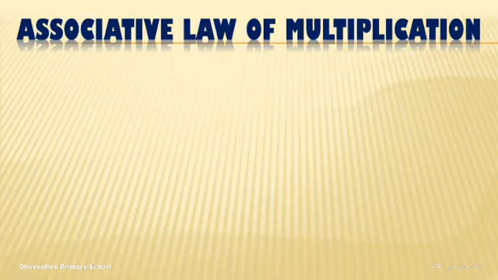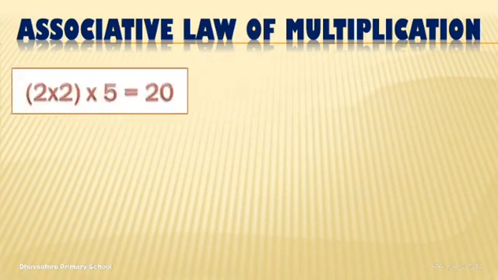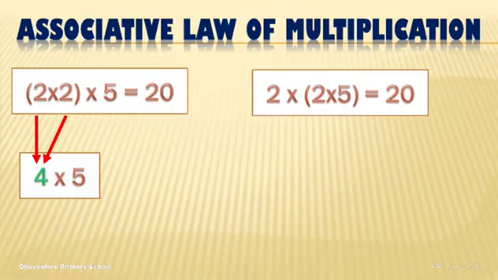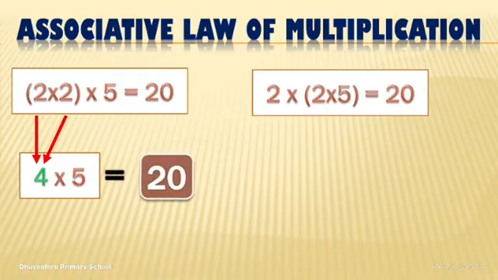What do we do first? Remember, we start with the parentheses, so let's multiply 2 by 2. We get 4, and now all we have left to do is multiply 4 by the last number, which is 5. What is 4 times 5? 4 times 5 is 20. You are correct.